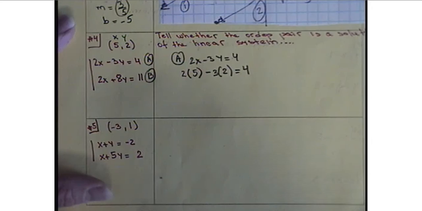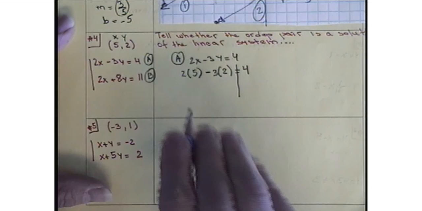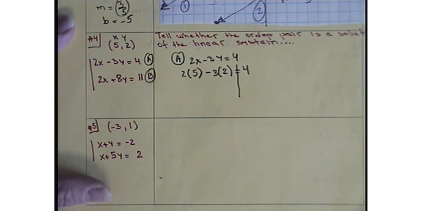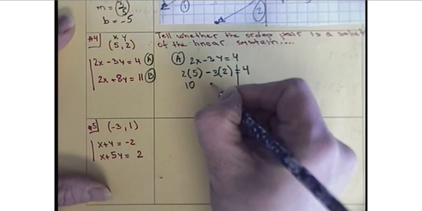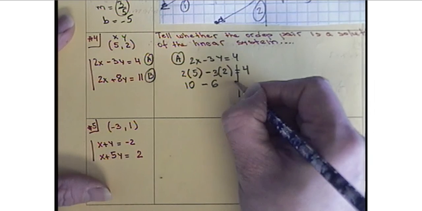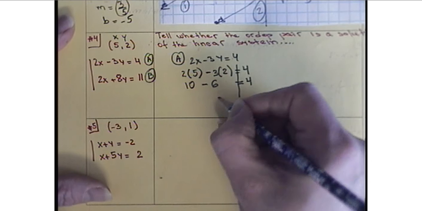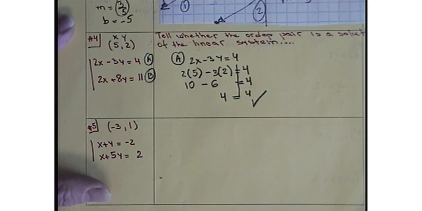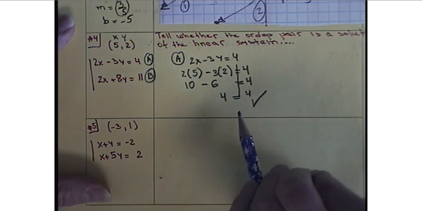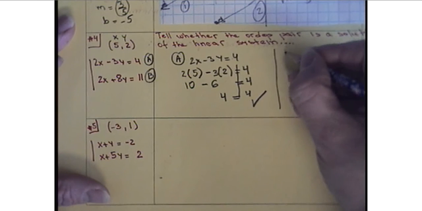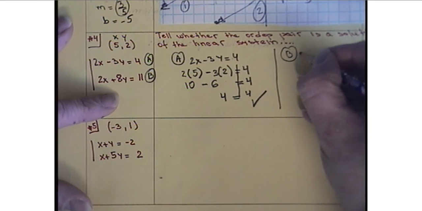Once you substitute your x and y coordinates, then you have to solve the equation. See what you get on the left and what you have on the right, and if they are equal to each other. So 2 times 5 is 10, remember the PEMDAS rule, and -3 times 2 is -6 equals 4. 10 minus 6, 4 equals 4. Alright, check mark for the first one. But we can't tell yet if this is a solution because we have to check the other equation from the system, B.